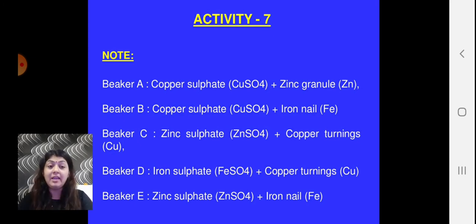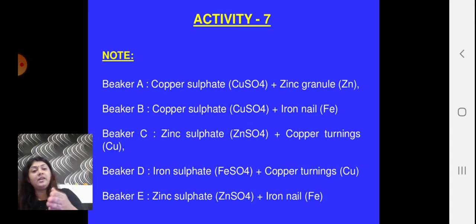Now beaker C has zinc sulfate and copper. Copper is not strong enough to displace the zinc. Similarly beaker D, again copper and iron sulfate, so copper is not capable enough to displace the iron from iron sulfate. And the last beaker E, iron nail and zinc sulfate. Iron is not reactive enough to displace zinc. So beakers C, D and E show no reaction, or you can say there is no displacement reaction taking place in beakers C, D and E.